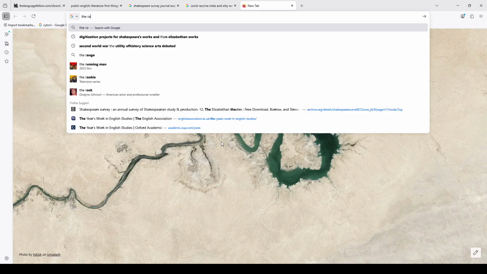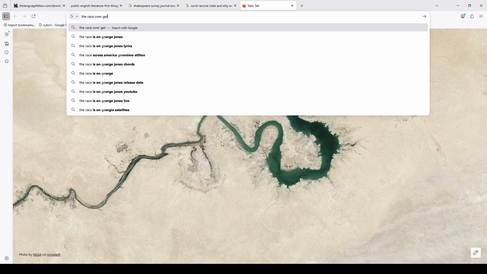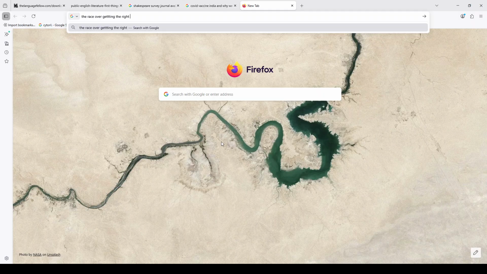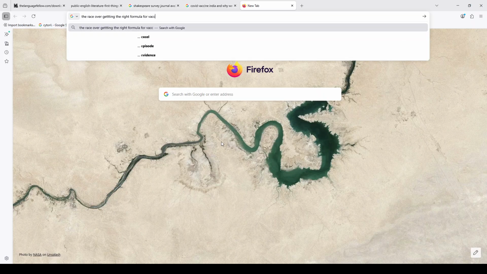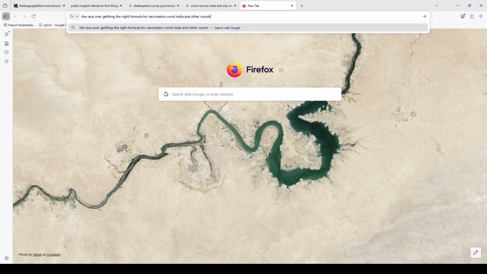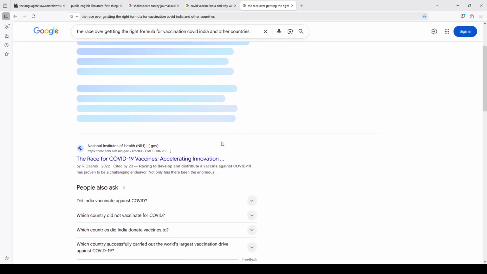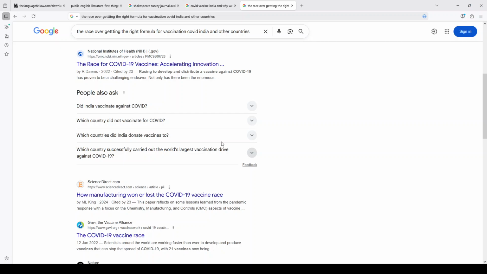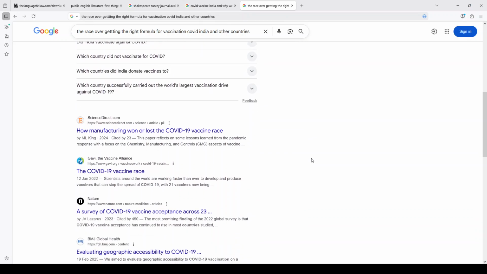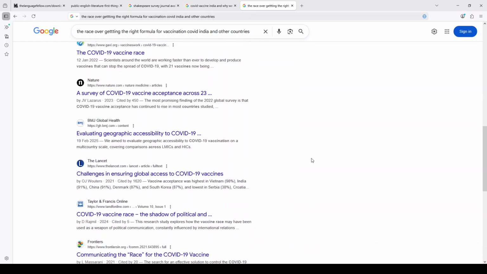So the race over getting the right formula for vaccination, COVID, India, and other countries. That is how. That is where. And that is the extent to which it gets. When we are talking about open access and research and who science is for, and the race for COVID-19 vaccines, accelerating manufacturing, one or lost. Yes.